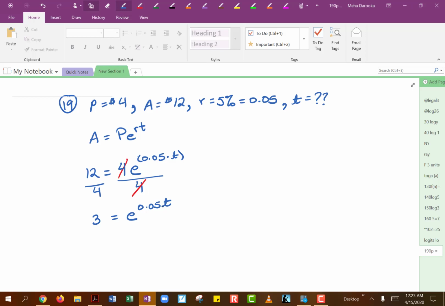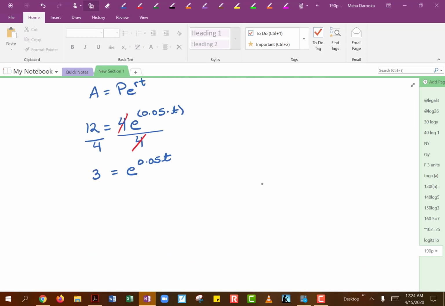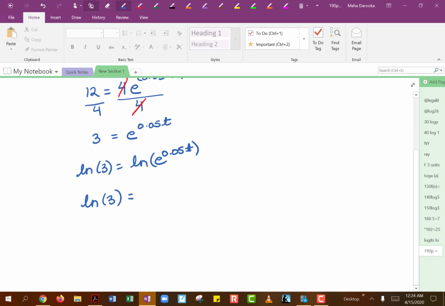So the idea is we actually need to get rid of this base e, and the only way we can do that is, base e means we have to use a natural log, because natural log also has a base e on it. So that means you actually take a natural log on both sides of your equation. Okay, so the left hand side will of course just stay as it is, natural log of 3. But the right hand side, since natural log has a base e and my exponential function also has a base e, they will basically get rid of each other, giving us 0.05t, which makes it come down from the exponential level to the base level.